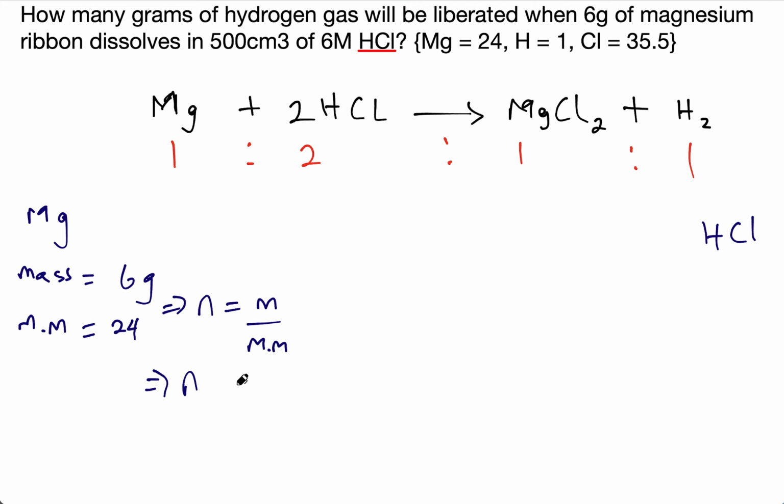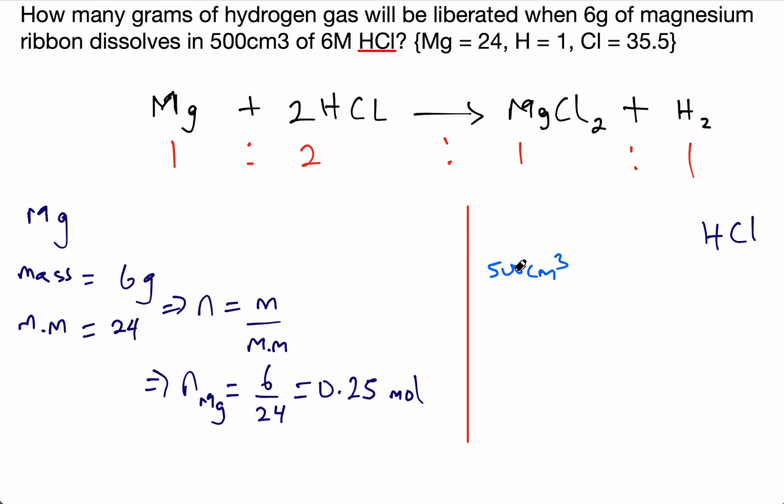That implies that the number of moles of magnesium equals 6 divided by 24, and if you press that on your calculator, you have 0.25 mole. Now, before we proceed, we need to go and do the number of moles of HCl as well. In this case, we were given the molarity and then we were given the volume. First, we need to convert the volume to dm³, and to do that, 500 cm³ of HCl was given. We need to divide it by 1000.